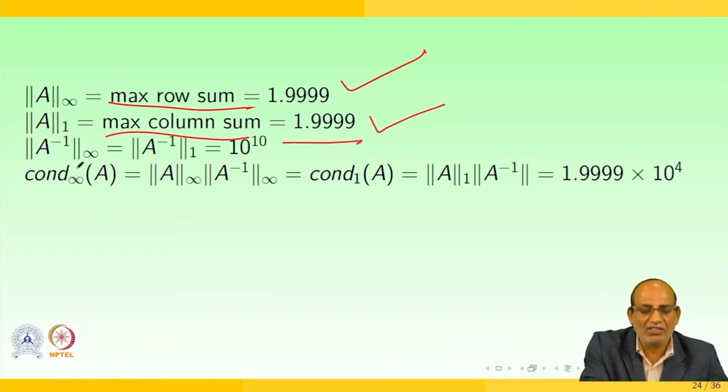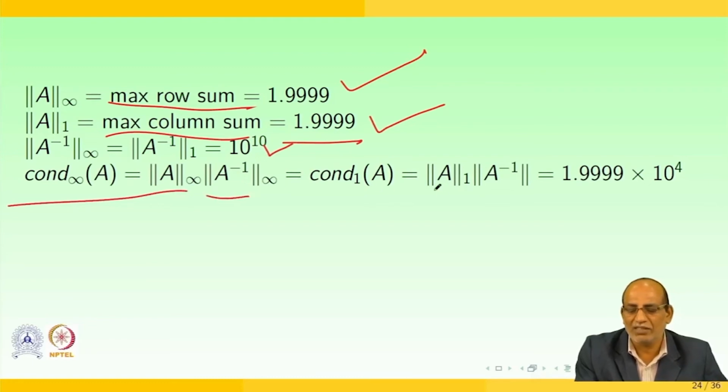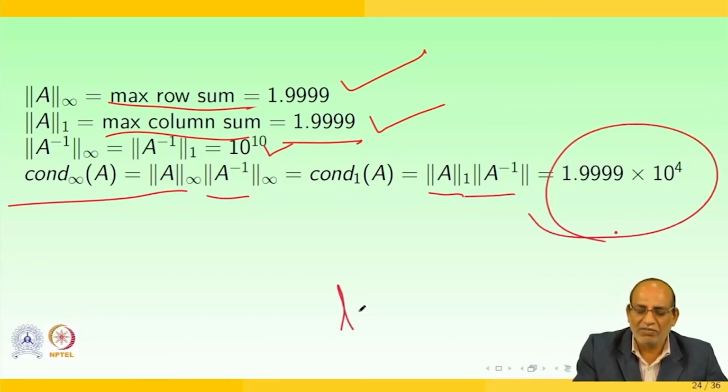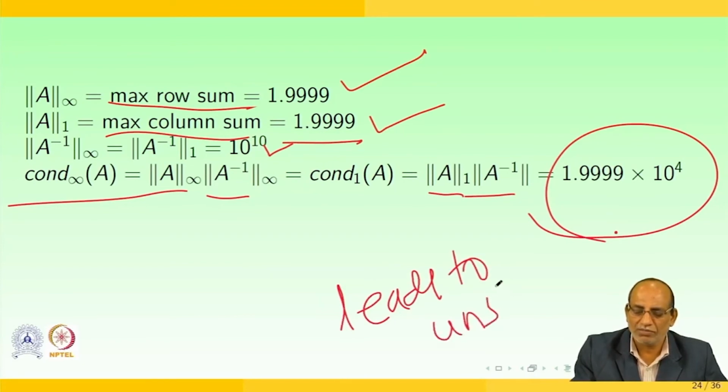And what is the A inverse infinity norm? A inverse of 1, which is 1 over 10 power 10. And the condition number is nothing but norm of A times norm of A inverse. The condition number is A1 times A1 inverse, which turns out to be a very big number. So that means it will lead to an unstable system.